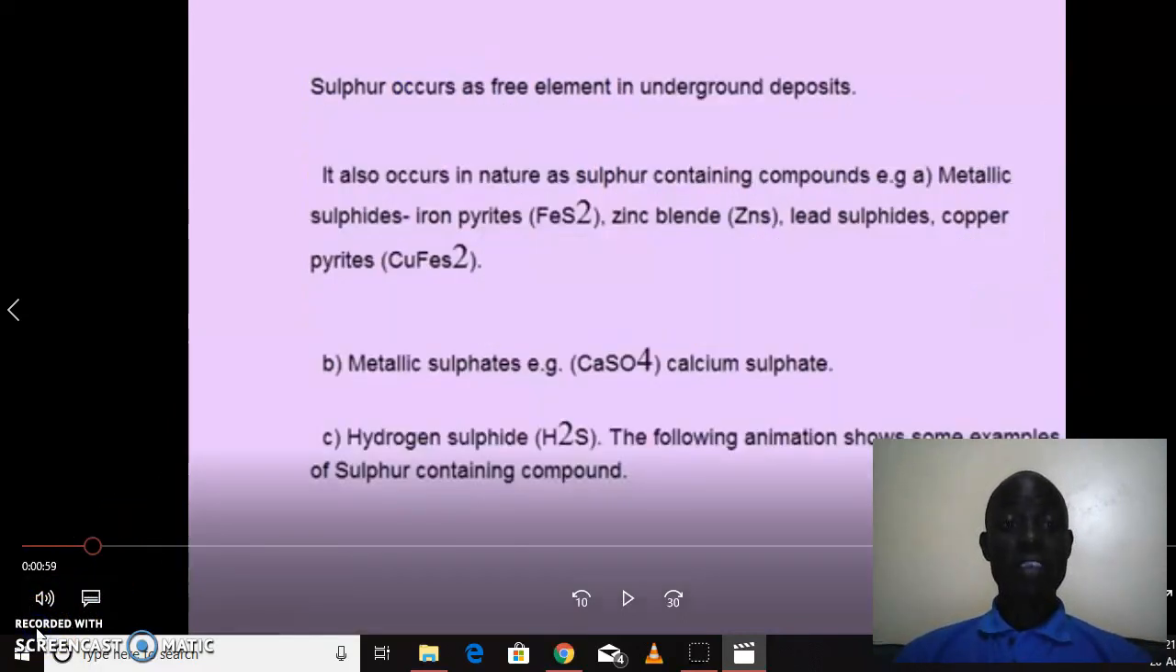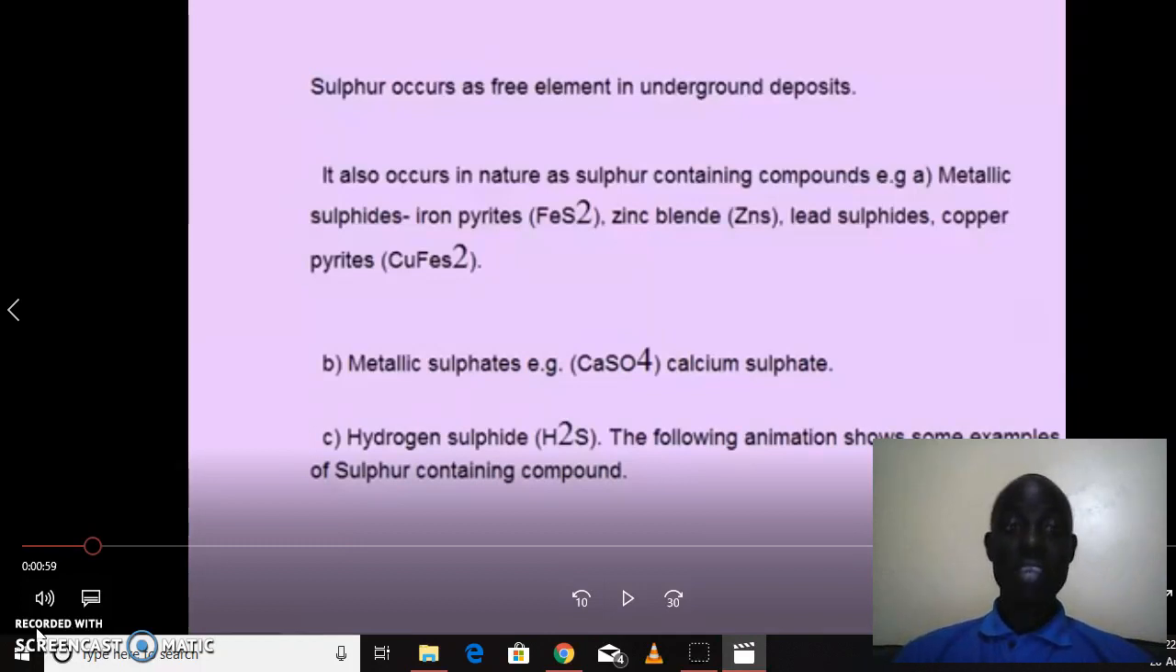So this is what we just explained, that sulfur occurs as a free element in underground deposits, and it also occurs in nature as sulfur-containing compounds. For example, in metallic sulfides, we have iron pyrites with that formula, zinc blende, which is zinc sulfide, lead sulfide, and copper pyrites with that particular formula.